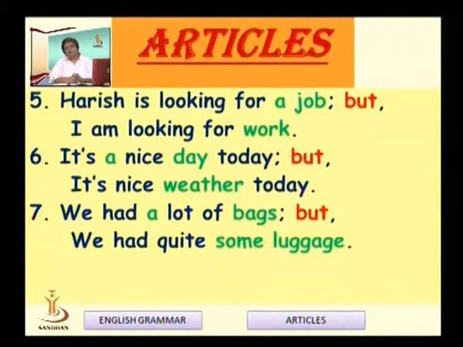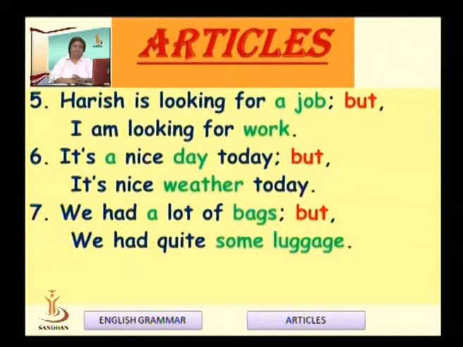Let us look at the last example in this manner. We had a lot of bags. Alright, bags are countable. So therefore I am using the article a. We had a lot of bags. But look at the last sentence on your screen. We had quite some luggage. Bags are countable, but luggage is an uncountable noun.